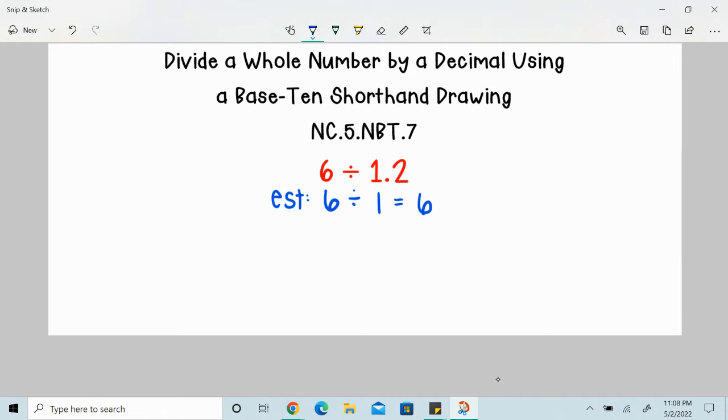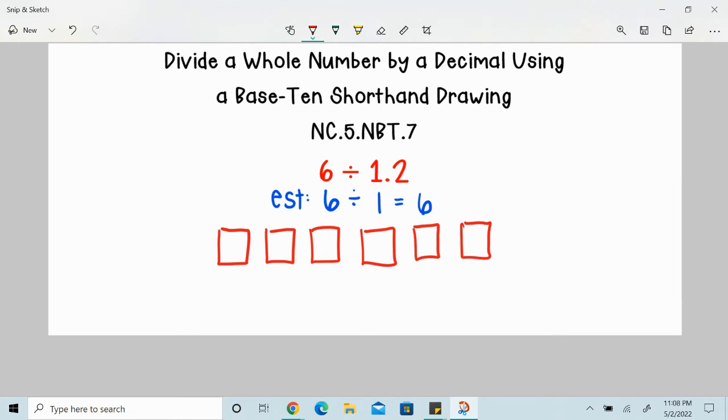So we're going to look at this as dividing 6 wholes into groups of 1 and 2/10. I'm going to begin by modeling 6 wholes with the base 10 shorthand. So that means that I would just draw 6 squares. Each one represents one whole. Now I know that I need to create groups of 1 and 2/10.